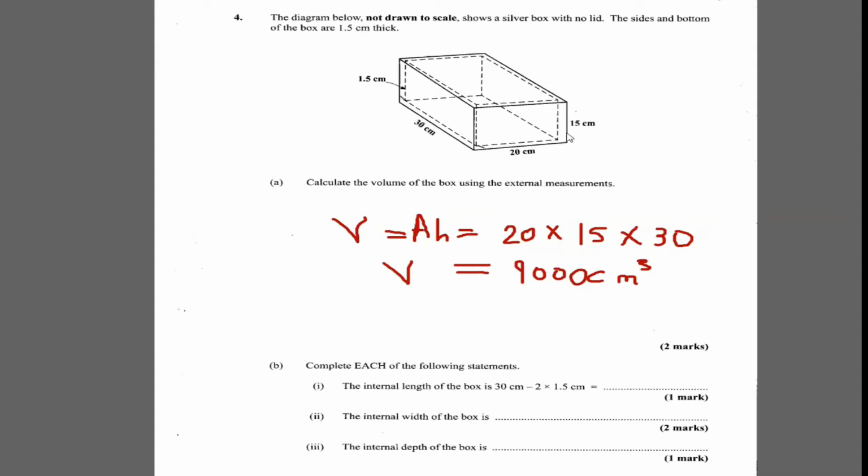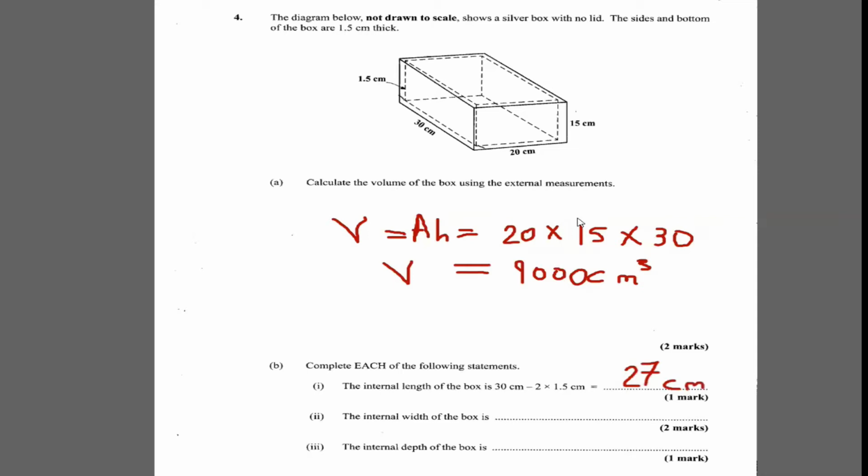It's the same way for the internal width. You're going to have to subtract this 1.5 over here and this 1.5. And for the internal depth, you're going to have to subtract this 1.5 and this 1.5. All right? We're going to have to do that. So the internal width is going to be 30 minus 2 times 1.5, which is 27. And your answers of course in centimeter.